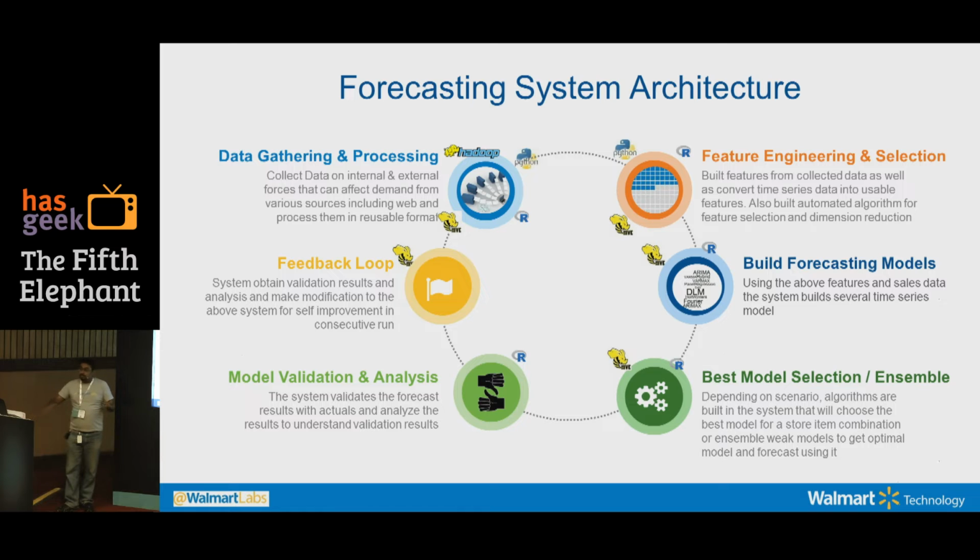Now, once we find which is the best model, the system used to go and collect the actual data when the time comes and do various kinds of model validation and analysis. So the system was analyzing that I have forecasted for the next few weeks, these are the values for this store item combination, and this has actually happened.